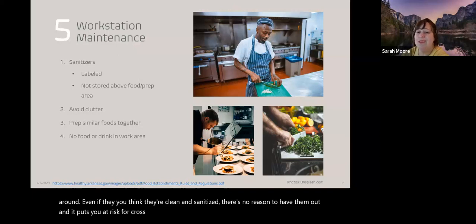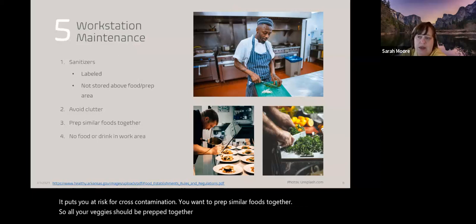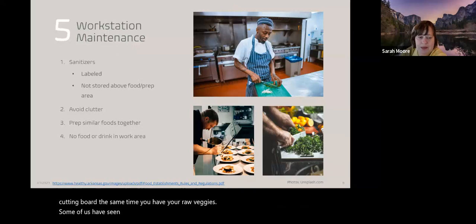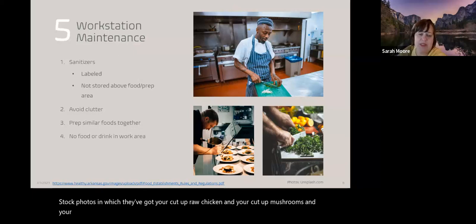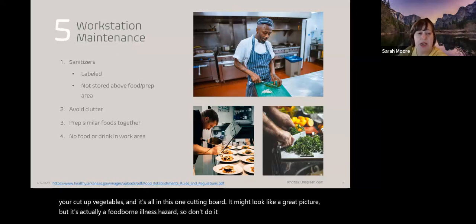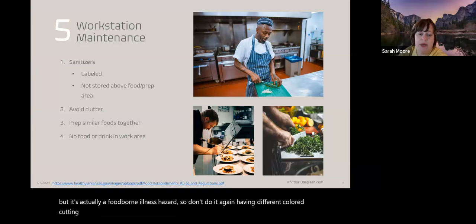You want to prep similar foods together. So all your veggies should be prepped together. You shouldn't have your chicken out on the cutting board the same time you have your raw veggies. I think some of us have seen some really great stock photos in which they've got your cut up raw chicken and your cut up mushrooms and your cut up vegetables, and it's all on this one cutting board. It might look like a great picture, but it's actually a foodborne illness hazard. So don't do it.